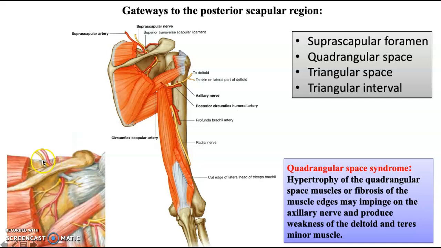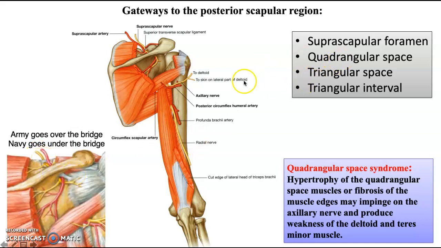Okay, now 2 structures travel to the posterior scapular region in this area. One is the suprascapular nerve, the other one is the suprascapular artery. Now, if you look carefully, you see the nerve is coming right through the foramen, but the artery is coming from that area, but it is going over the ligament, which means over the foramen. That's why we say the army goes over the bridge, which means the artery is going over the ligament, and the navy goes under the bridge, that is going through the foramen.